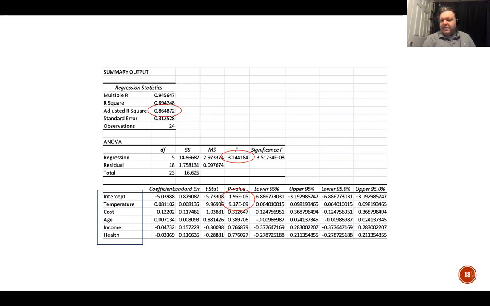It's less than 0.05. Look at the temperature. It's 0.064 and then 0.098. We never cross the zero. It never goes from negative to positive or positive to negative. But now if you look at the other four variables, minus 0.124 to 0.368, we cross the zero. Again, age, minus 0.098, which is really close to zero, and then positive 0.24, we cross the zero. And the same for the bottom two as well.